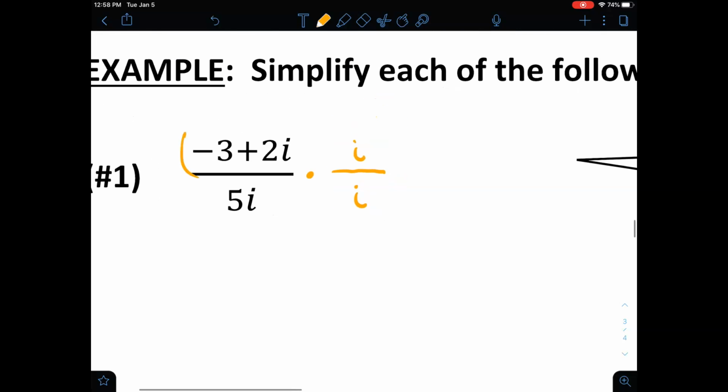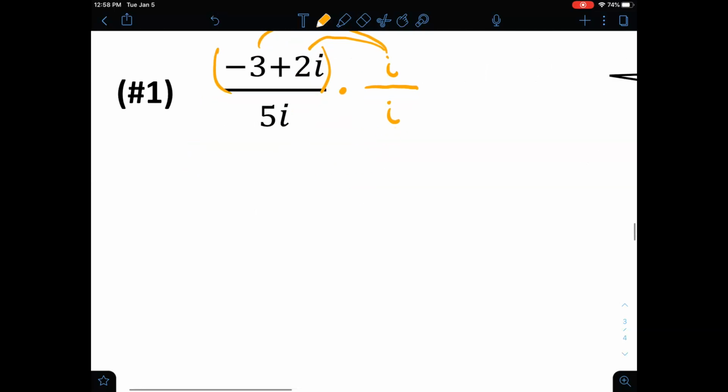Okay? So we're going to have to distribute this i to both of these. So negative 3 times i is negative 3i. 2i times i is going to be positive 2i squared. And then on the bottom, we're going to have 5i squared.